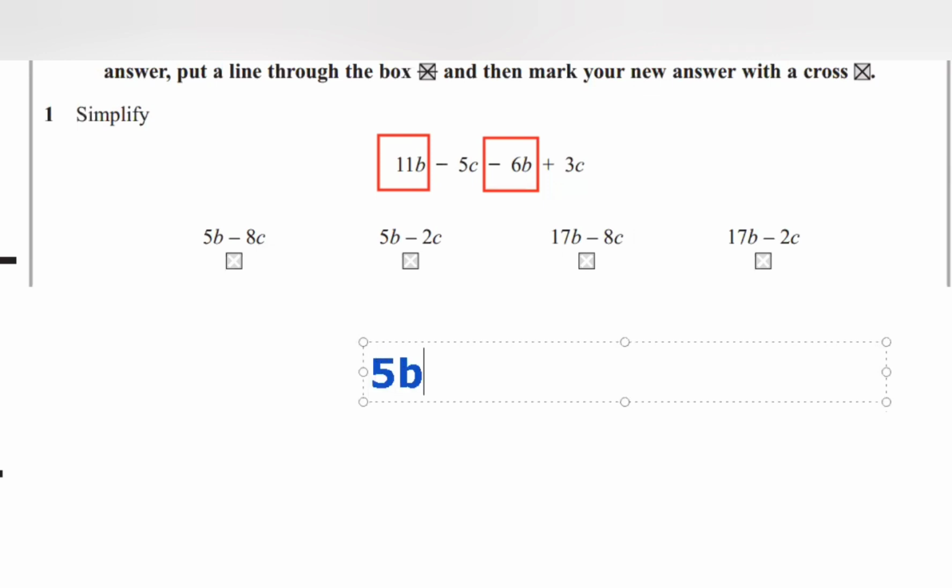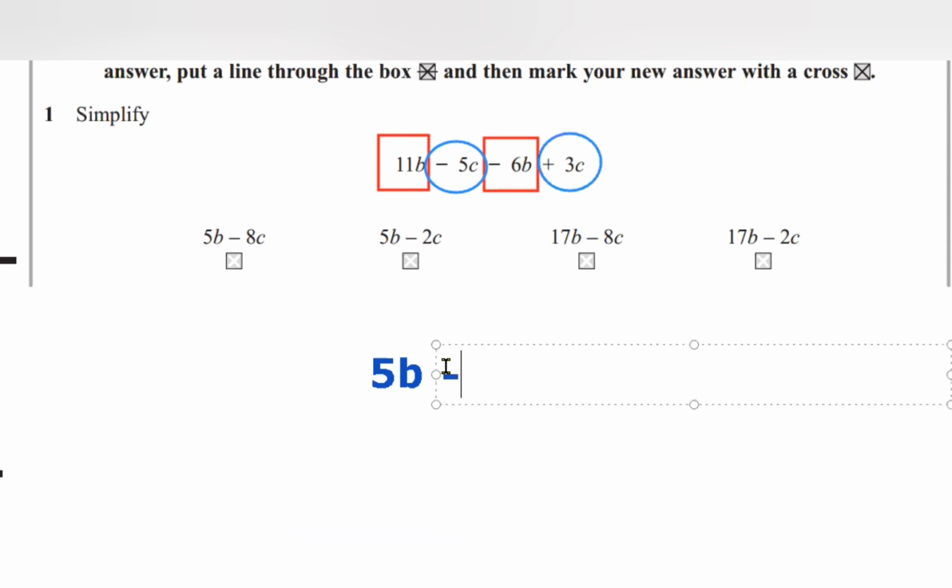Good job. Now we look for other like terms and we find that minus 5c and plus 3c are the same because they have the same variable. And like terms are terms that have the same variable, c, c, b, b, like that. Now, minus 5 plus 3, when you calculate this with a calculator, it will give you minus 2c. Good job. Minus 2c. And this is the final answer for this question. So it's 5b minus 2c. And this is the answer.